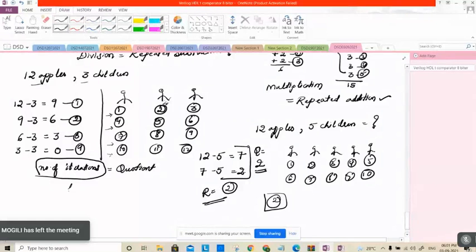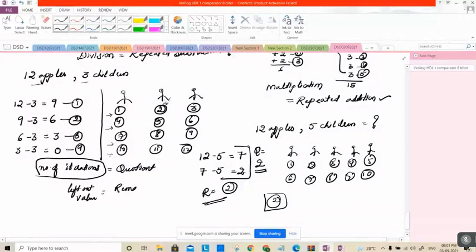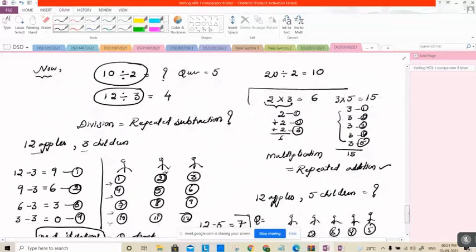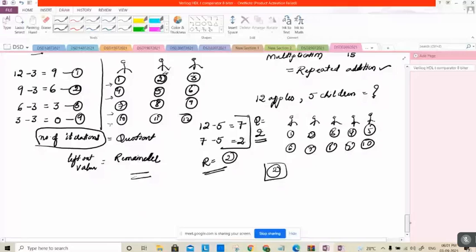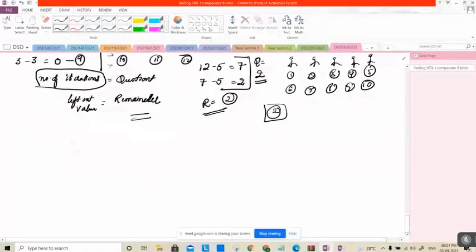And the left out value is equal to the remainder. Any doubts? Any doubts for anyone? No. A simple logic. Anything will change later. It is applicable for any number. You can divide 100 with 25, or divide 100 with 30.